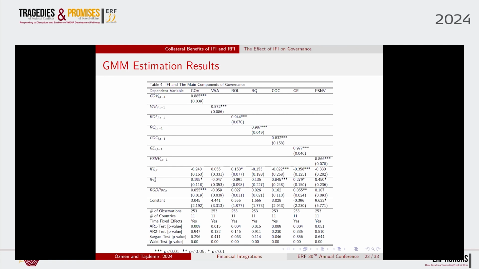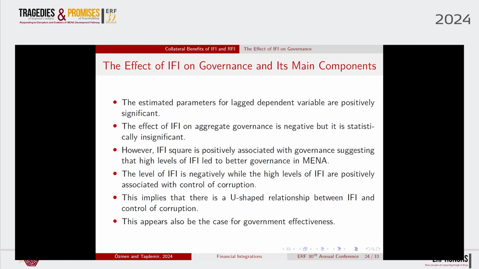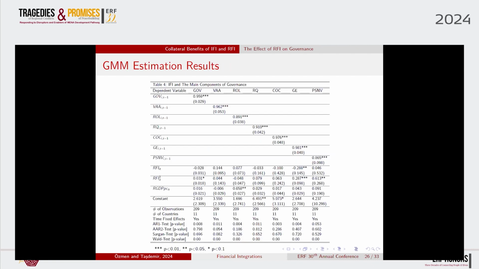Accordingly, high levels of international financial integration promotes governance, and this impact is mainly driven by control of corruption and government effectiveness. When we look at the results for the regional financial integration, we again obtain the same results. High levels of regional financial integration promotes governance, and this impact is driven by government effectiveness.